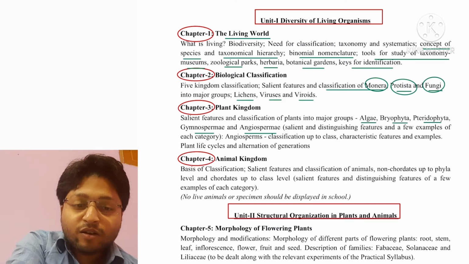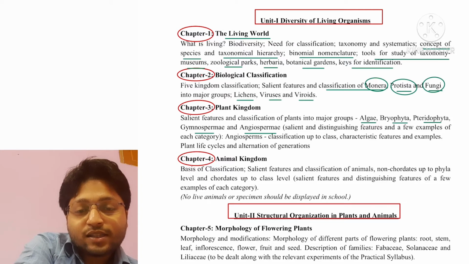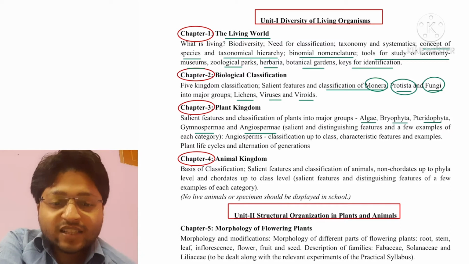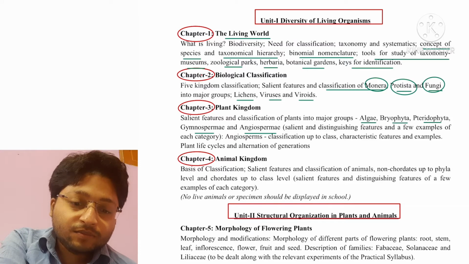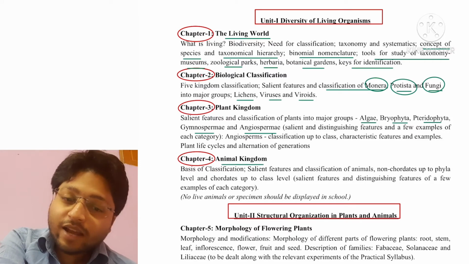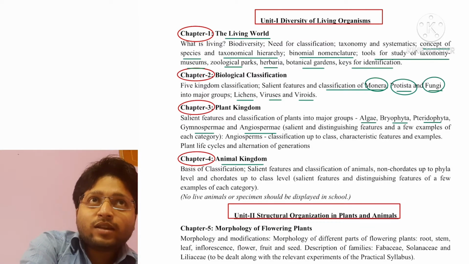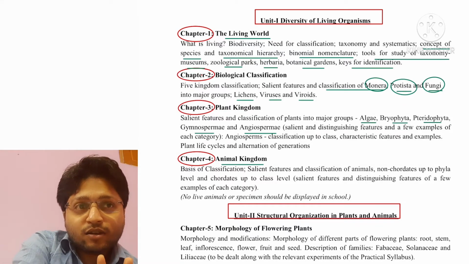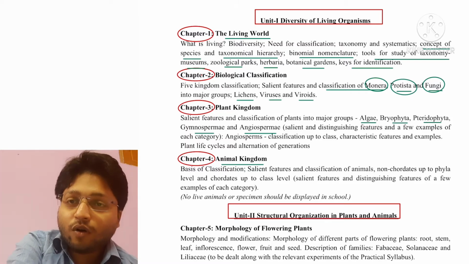Okay, in this chapter we will discuss the salient features of all these primitive to higher groups of plants. In the next chapter we will discuss the animals. So the next chapter is the animal kingdom. You know that all the animals are categorized into mainly 2 categories, right? Number 1, chordates and number 2, non-chordates.